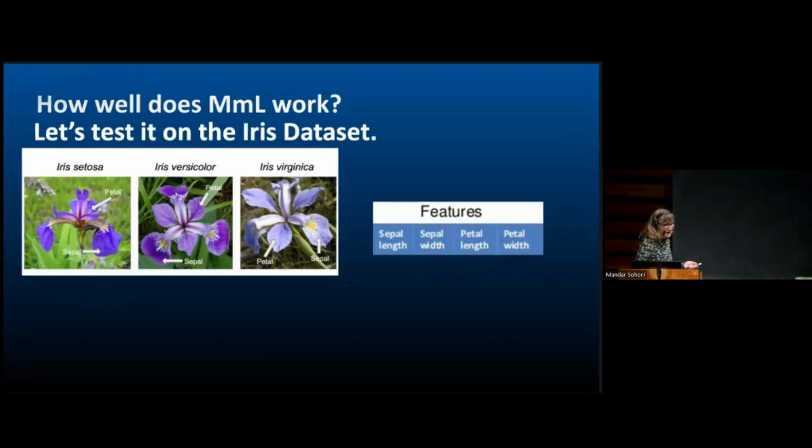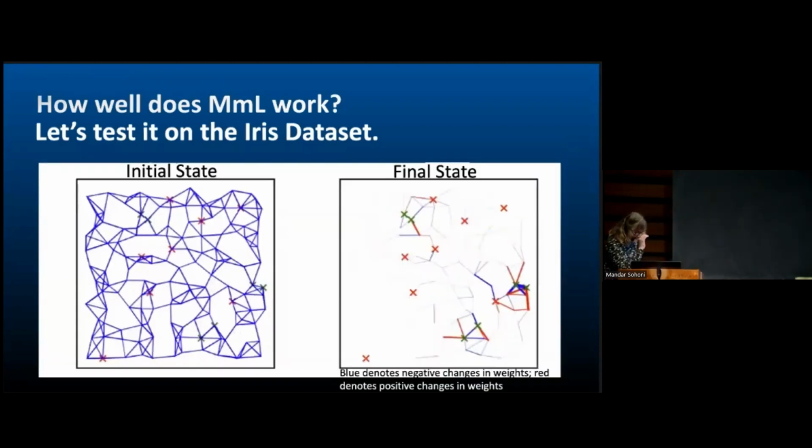So we have the famed IRIS data set, at least within the context of physical learning. Here is the initial state of our network, where we have our input pairs and our output pairs in different colors. Here is our final state after performing the algorithm, and you notice that some changes in weights are positive, some changes in weights are negative, up and down.